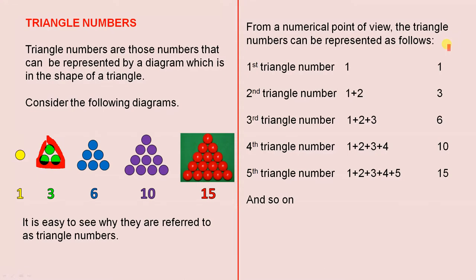From a numerical point of view, the triangle numbers can be represented as follows. The first triangle number is 1. The second one is 1 plus 2. The third one is 1 plus 2 plus 3. The fourth one is 1 plus 2 plus 3 plus 4. The fifth one is 1 plus 2 plus 3 plus 4 plus 5, and so on.